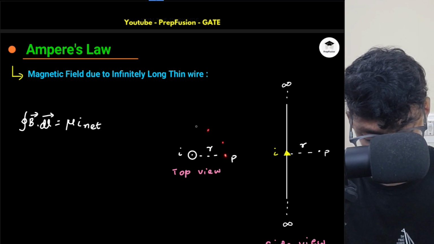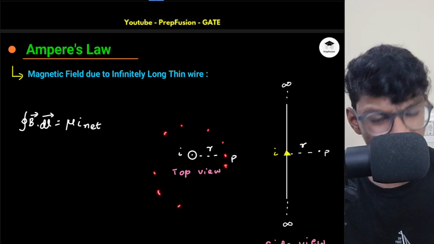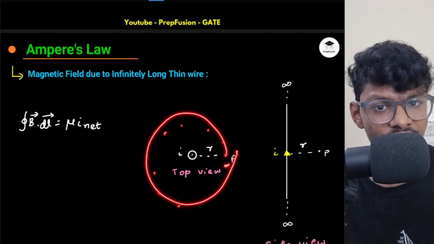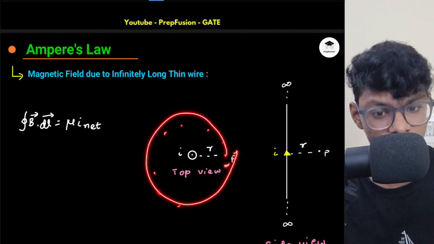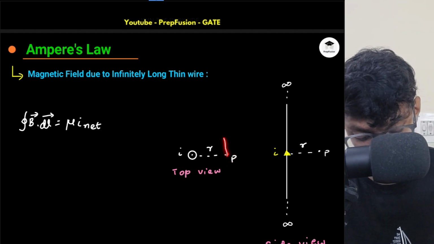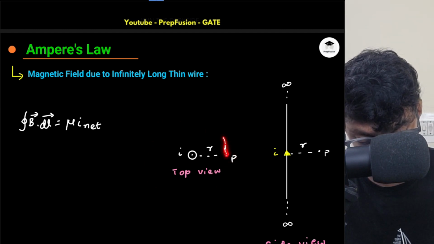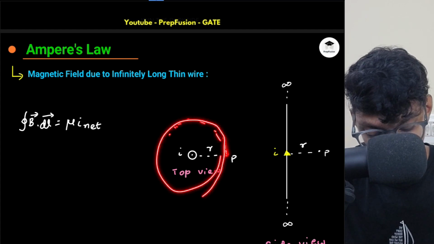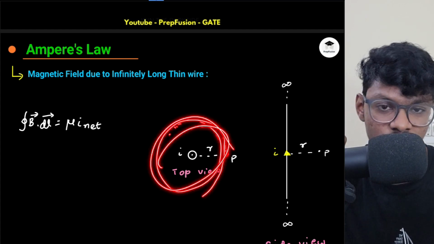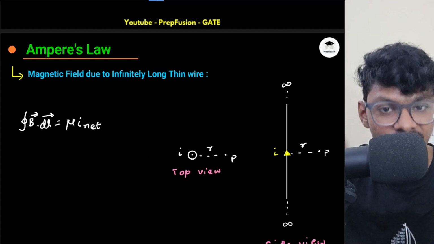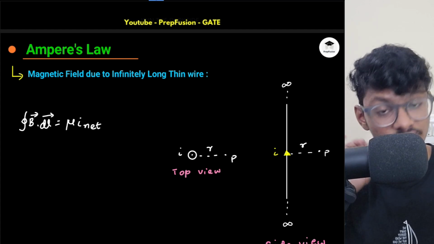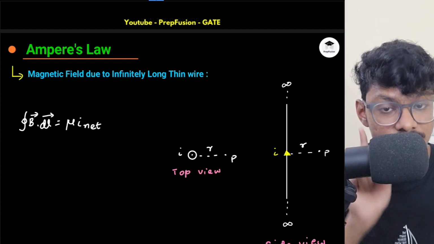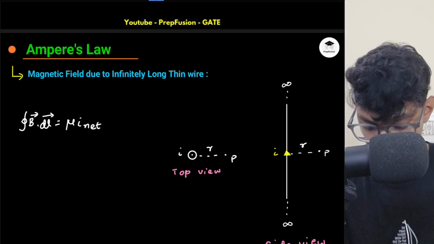So I know that the magnetic field will be something circular. So won't it be best to choose a circular loop? If I choose a circular loop, then the angle between the magnetic field and the dl vector will always be 0, because the loop is a circle and the magnetic field is also a circle. So things will become very simple. So what will I choose? I will choose a circular Ampere loop.